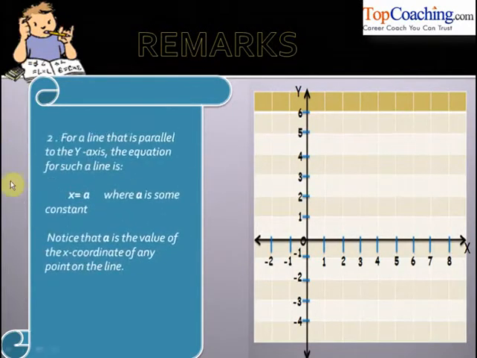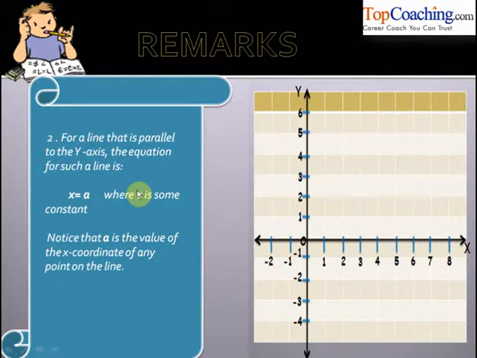The next is, for a line that is parallel to the y-axis. If we want to have a line that is parallel to the y-axis, the equation for such a line would be x equal to a. Here a is some constant. Notice that a is the value of the x coordinate of any point on this line. So what we can say is that if we want to write the equation of a line that is parallel to the y-axis, then the equation of such a line would be x equal to a.